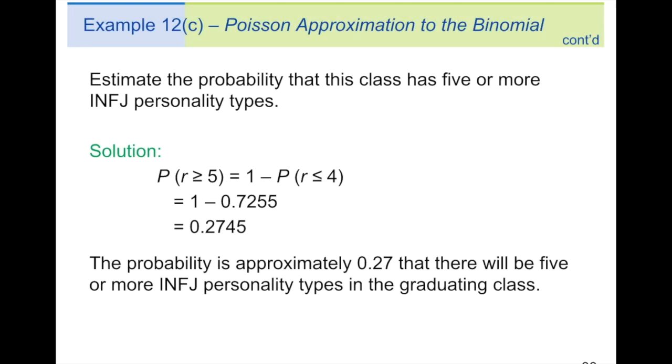Estimate the probability that this class has 5 or more INFJ personality types. It's just 1 minus that, so 0.2745. The probability is approximately 0.27 that there will be 5 or more INFJ personality types in the graduating class. So if we just want to find the complement, we just do 1 minus that.